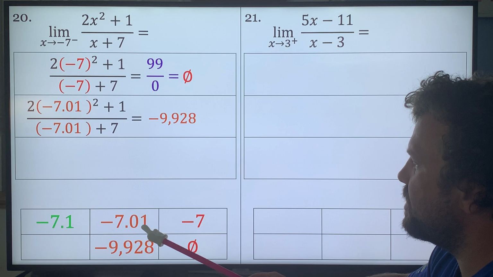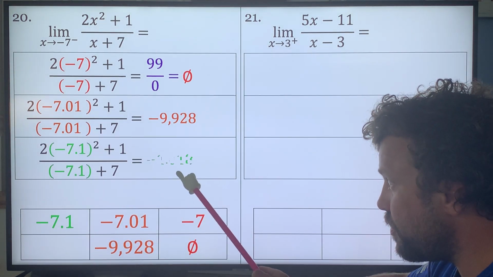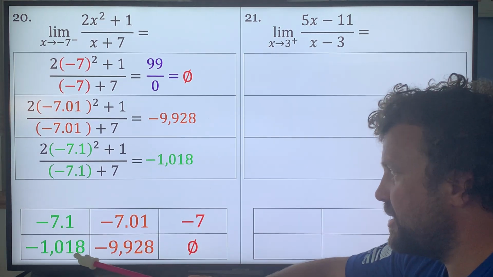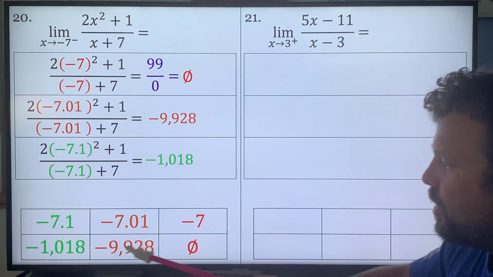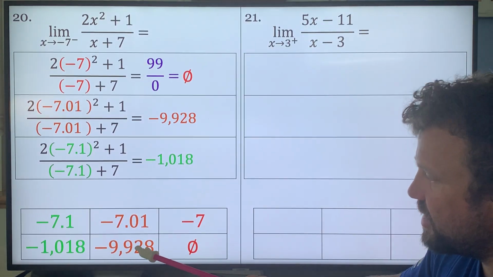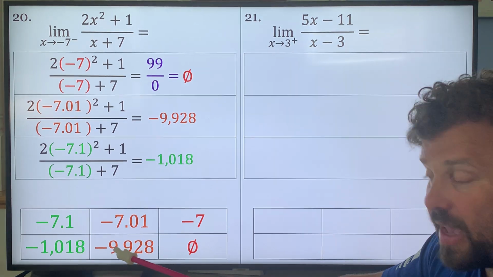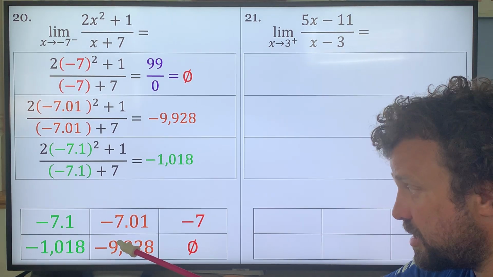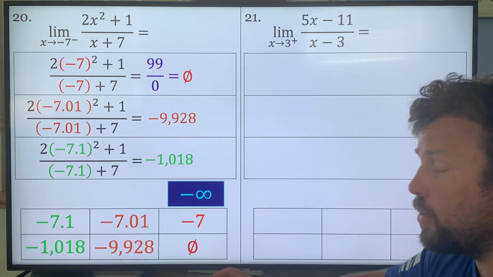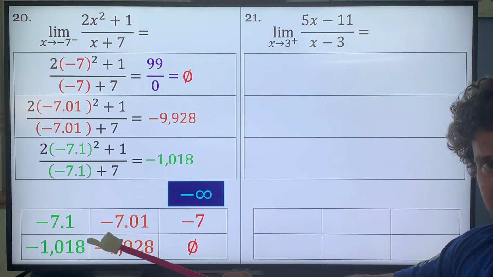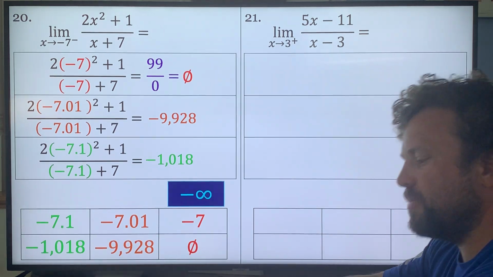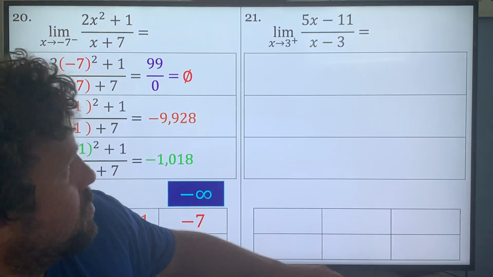If I typed in negative 7.1, I get negative 1,018. If you went closer, your answer would probably be like negative 99,000. But what does it look like we're approaching here from the left-hand side? Negative 1,000, negative 10,000. Doesn't take a rocket scientist. You're approaching negative infinity, all right? Because you're jumping up so much. It's not really close stuff. It's gigantic. All right. Woo.